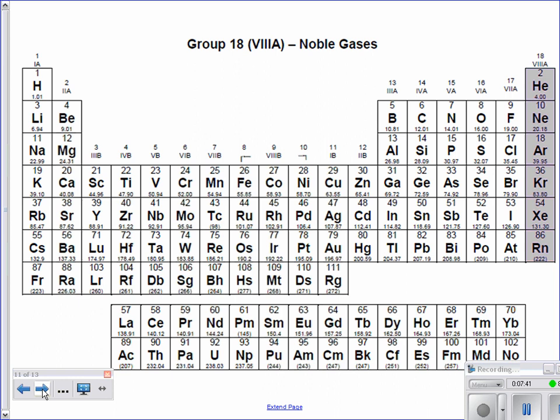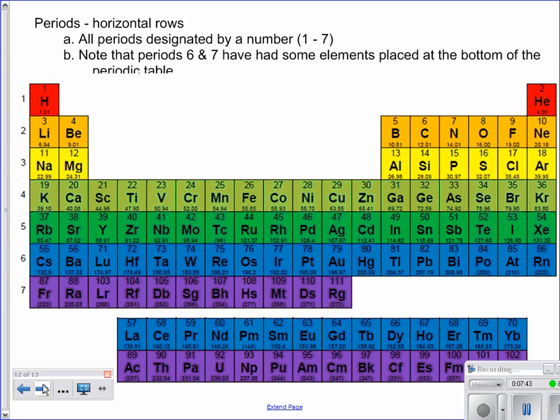Now that we've talked about our groups or families, we can look at periods, which instead of being the vertical columns are the horizontal rows. These are easy to name because all you do is say period 1, 2, 3, 4, etc. They're just numbers showing which row it's in. So if I were to ask, what element is in the third period in the carbon group, everybody could say, oh, that is silicon.